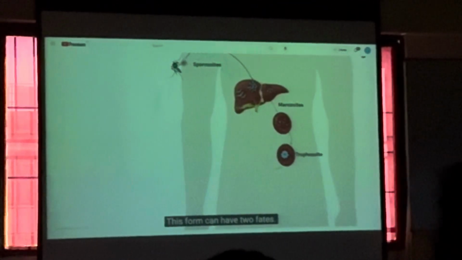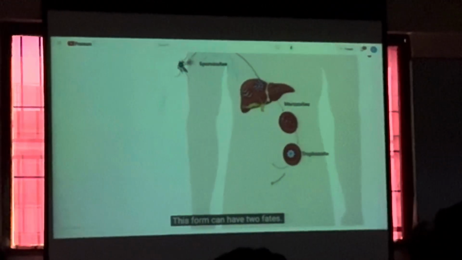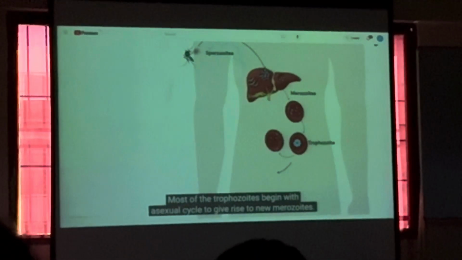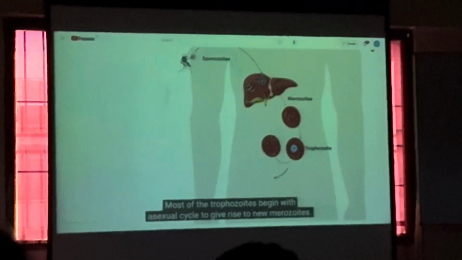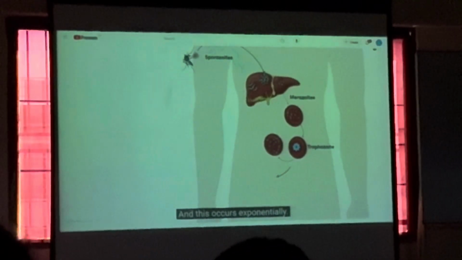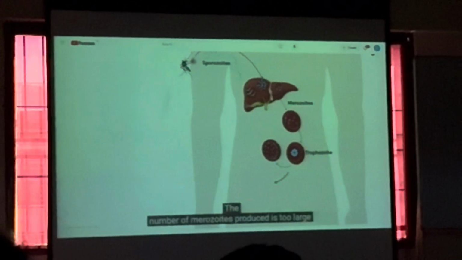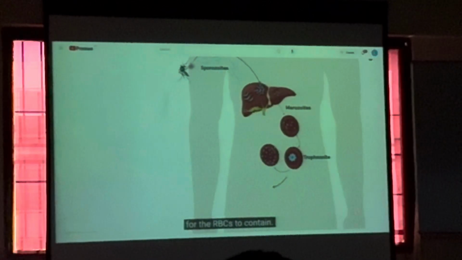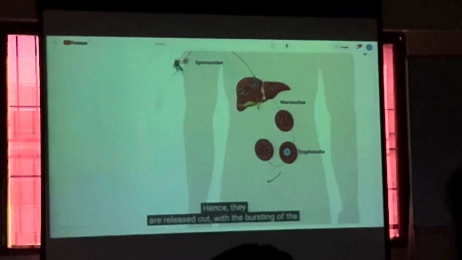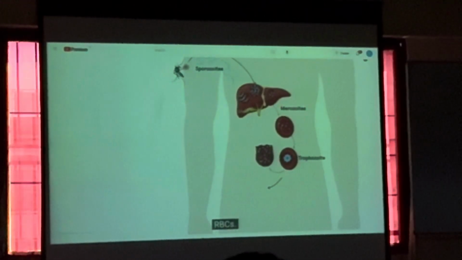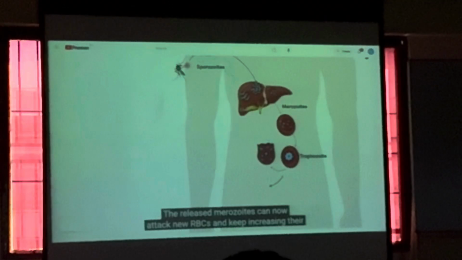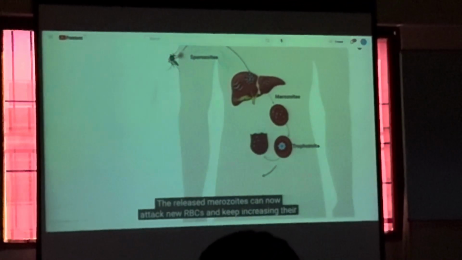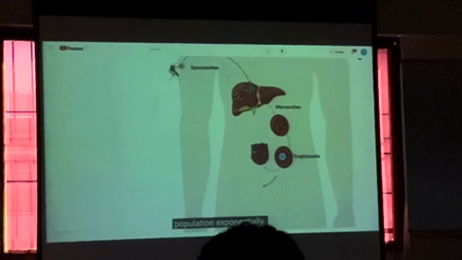This form can have two fates. Most of the trophozoites begin with the asexual cycle to give rise to new merozoites, and this occurs exponentially. The number of merozoites produced is too large for the RBCs to contain. Hence, they are released out with the bursting of the RBCs. The released merozoites can now attack new RBCs and keep increasing their population exponentially.